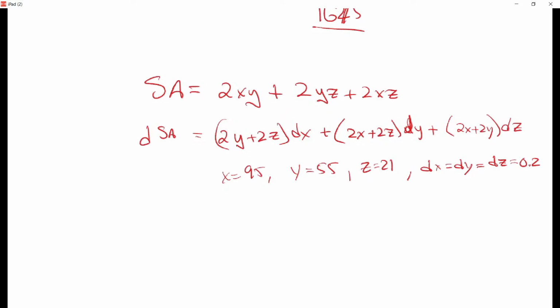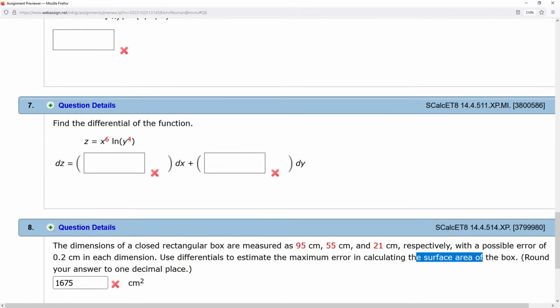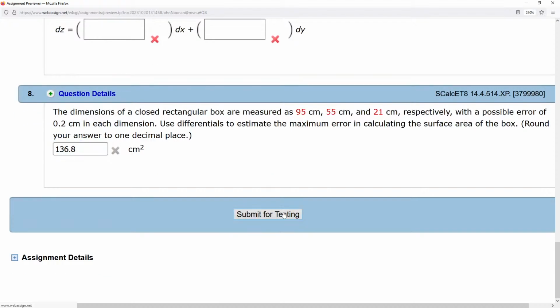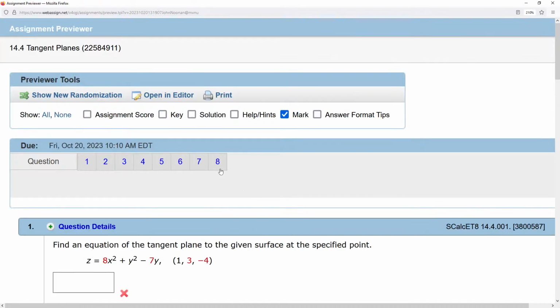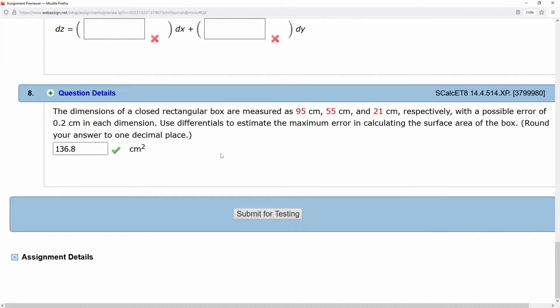Let's see if this is right. 136.8. If that's the right answer, which we didn't get right the first time, but we're going to get it right this time. What did I say? 136.8. Let's see. Submit. Check. Oh, good. All right. We got this?